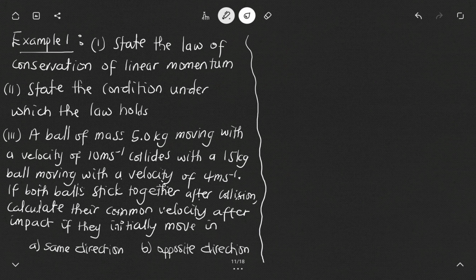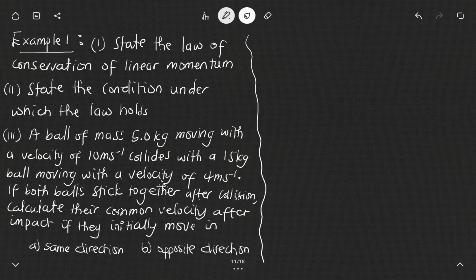Now, the first one, state the law of conservation of linear momentum. The law of conservation of momentum states that provided no external force acts on a system of colliding bodies, the momentum of the bodies before collision is equal to the momentum after collision. What this means is that if we have two bodies that are going to collide with each other, provided no external force acts on them, the momentum of these two bodies, which is the product of the mass and the velocity before collision, will be equal to the same product of mass and velocity after collision. That is, the momentum before collision is equal to momentum after collision.